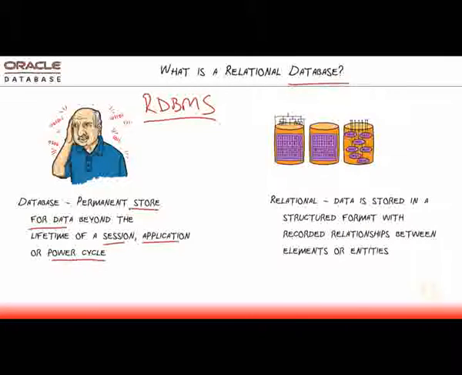Now the relational part is a little more complicated, and that's where actually the trickiness comes in. A relational database, and this is just a loose colloquial definition, is the data stored in a structured format with recorded relationships between the elements or entities. That's a little more difficult to explain or understand, but the idea here is that your data is stored in a highly structured format and it relates to one another.